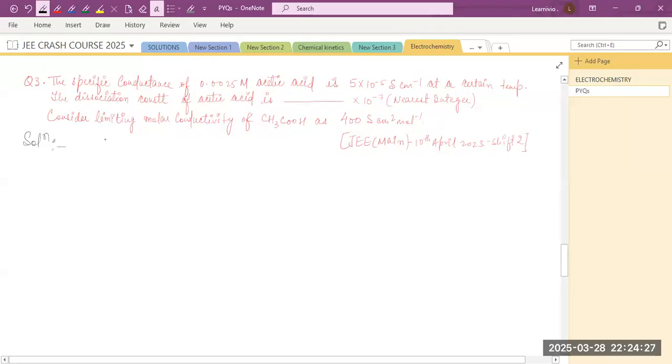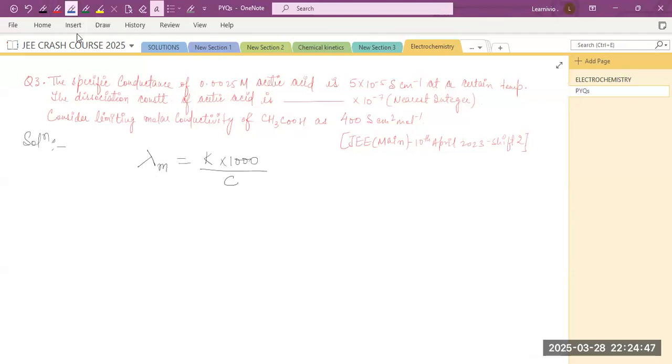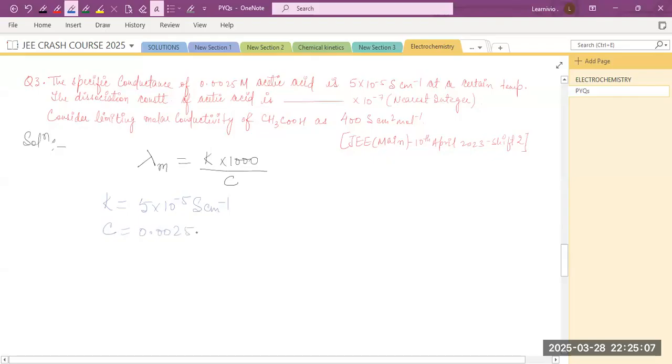What is given over here? We know the relationship: molar conductivity is equals to conductivity into 1000 upon concentration. Concentration can be molarity, normality, anything. And what is given in this question? Conductivity is given, the specific conductance, 5 into 10 to the power minus 5 S per centimeter. Concentration is 0.0025 molar.